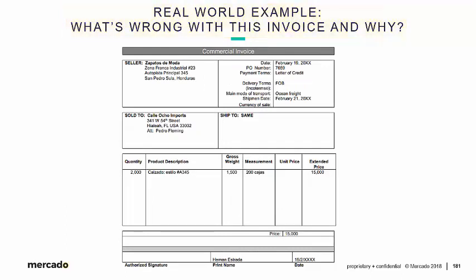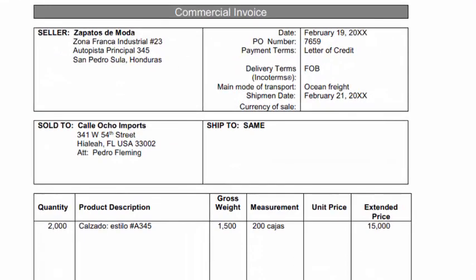This is an example of an invoice that has some mistakes. Mistakes in the sense that the invoice doesn't meet the criteria of U.S. Customs and Border Protection. Seller and buyer name, it's a company out of San Pedro Sula in Honduras. Sold to a company in Hialeah, Florida. That's Miami, basically. Calle Ocho Imports. Moving to the right-hand side, we have a full date. That's good. PO number, that's good too.